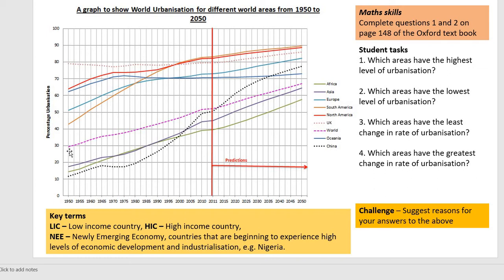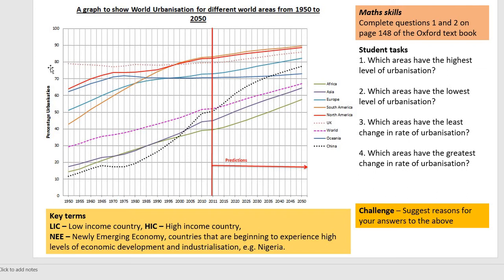If we look at the world, we can see in 1950 that the world had an urbanisation level of about 29%. If we follow the graph across, by 2050 that has gone up to about 67%. So the amount of urbanisation has changed over that time from 29% to 67%, and its rate of change is quite rapid. So that's two important pieces of vocabulary for you there. The level of urbanisation is the amount of people living in an urban area at any one time. The rate of urbanisation is the rate of change, the speed of change.